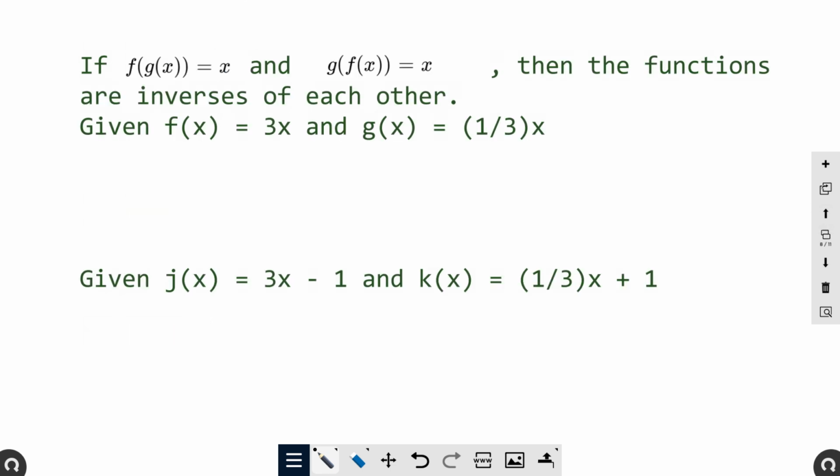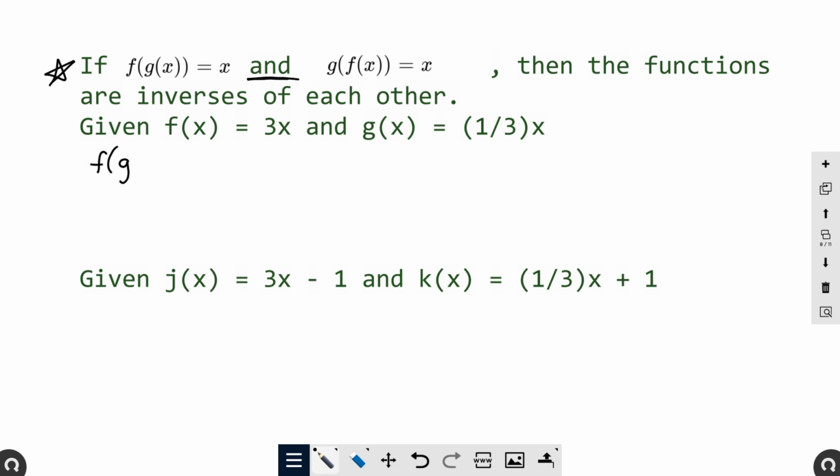All right, here's the other thing that we're going to do today, which is a little bit of review of yesterday, our composition functions. This is a key fact that you need to know, so make sure that you put a star by it. If f of g of x equals x and g of f of x equals x, then the functions are inverses of each other. So if you can find those two things and they both equal x, then you can say that they're inverses. So let's have these two equations and let's find those things.